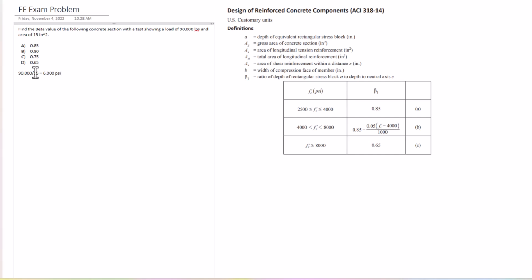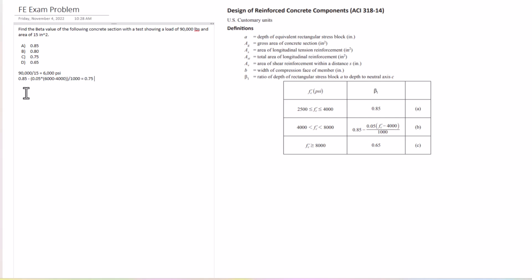So now we know what range we're in. It's not in this first range, so we know beta is not 0.85. It's also not in this range, so we know it's not 0.65. So it's between 4,000 and 8,000. So we're going to have to use this equation here to find the beta value. And that equation is 0.85 minus, looks like 0.05 times f prime of c, which we determined to be 6,000, minus 4,000, all divided by 1,000.